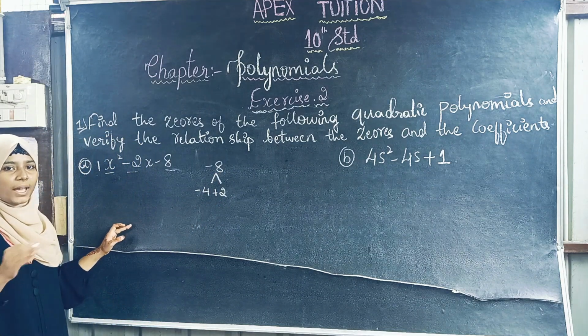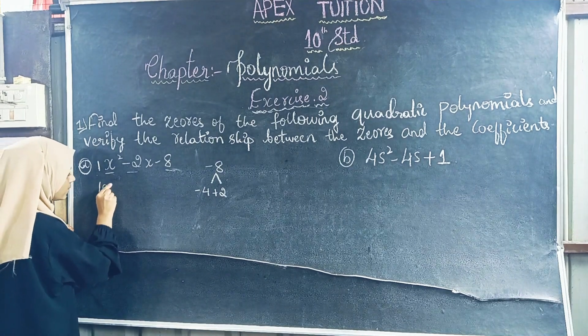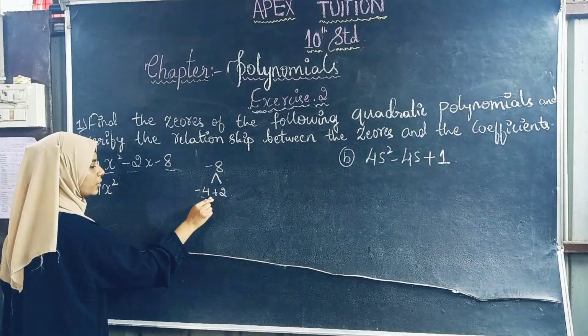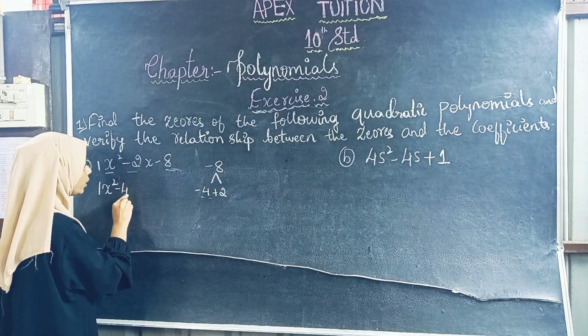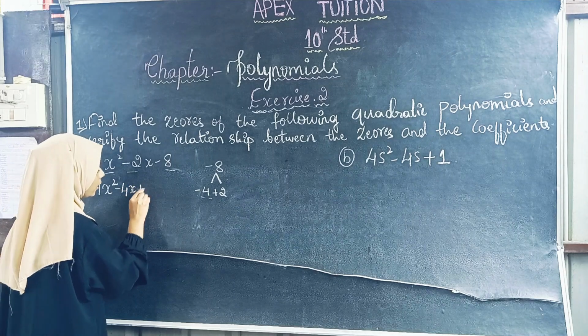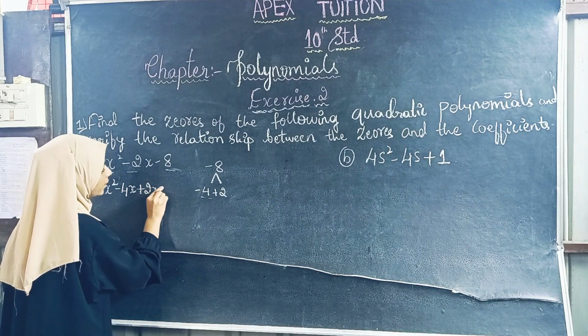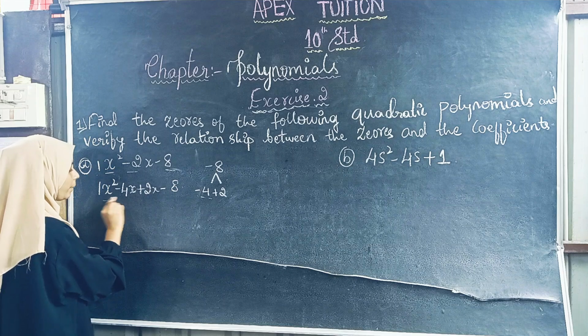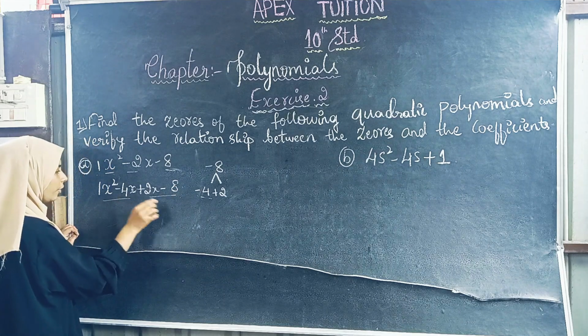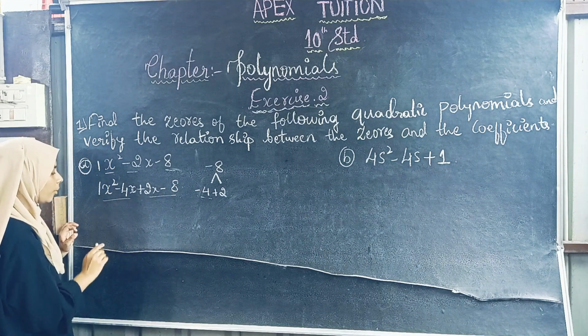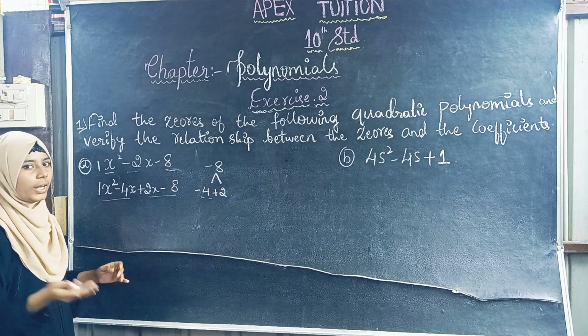Let us apply this first. 1x as it is. Here we have taken minus 4, then we have to write minus 4x as it is, plus 2x as it is. And here minus 8. We have to make two pairs of numbers. In the first pair, what is common? We have to take that number or expression out.